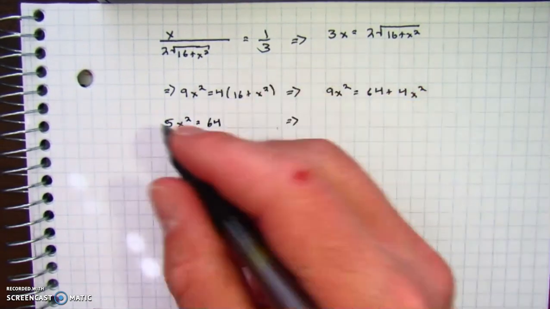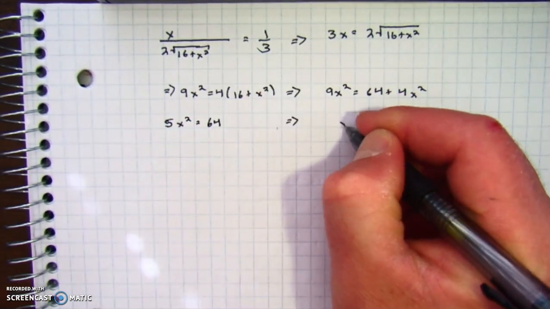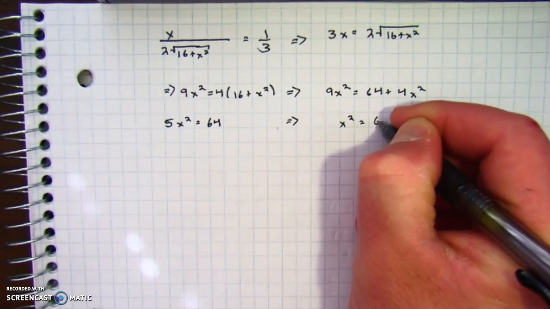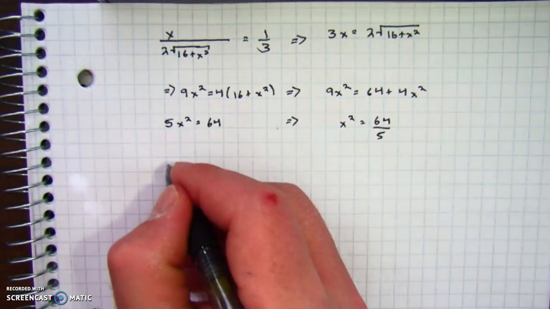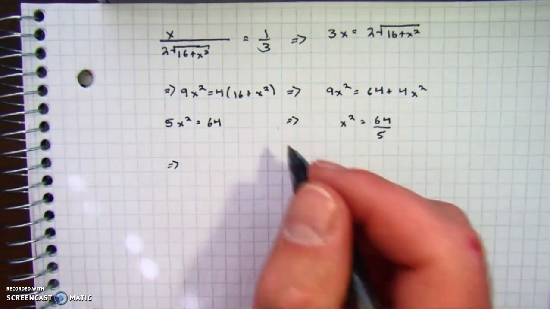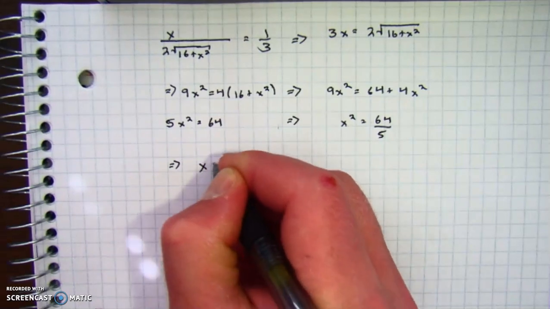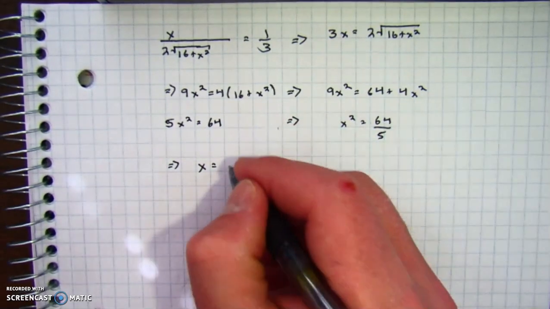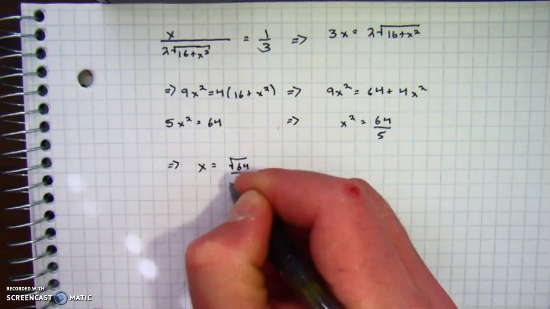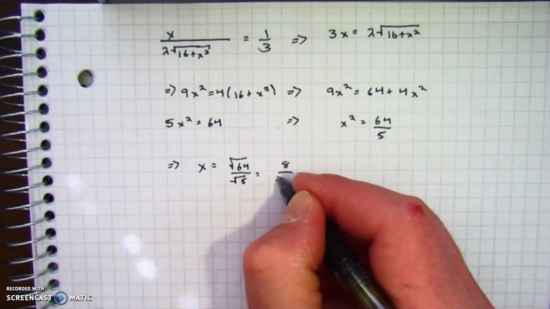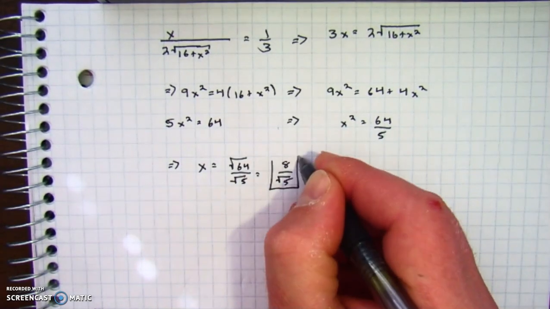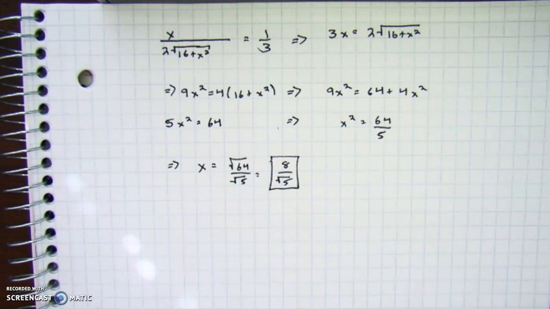Then I'm going to divide each side by 5. x squared equals 64 over 5. Then last step, I'm going to take the square root of both sides. So I get x equals the square root of 64 over the square root of 5. Square root of 64 is 8. Square root of 5 is the square root of 5. Voila! All right, that took a little while for us to do, but that's okay. Taking a while is fine.